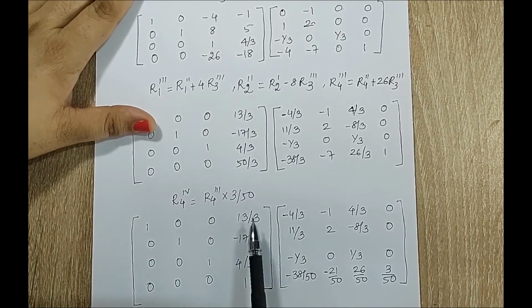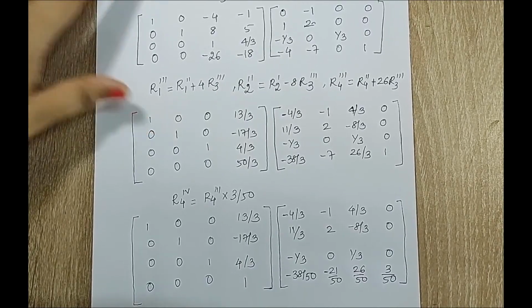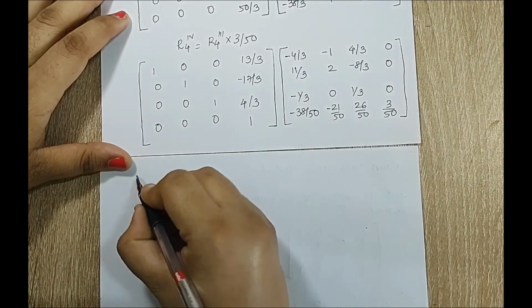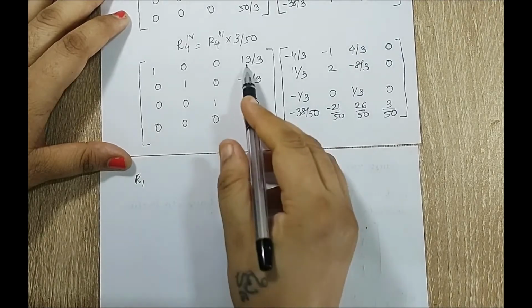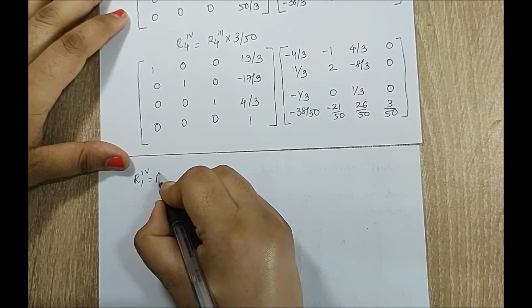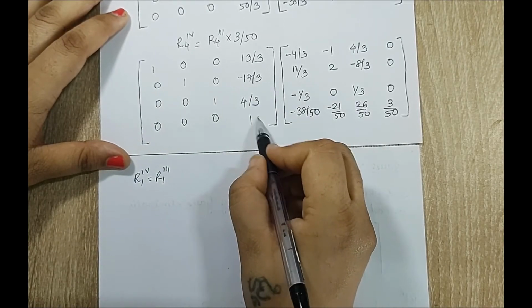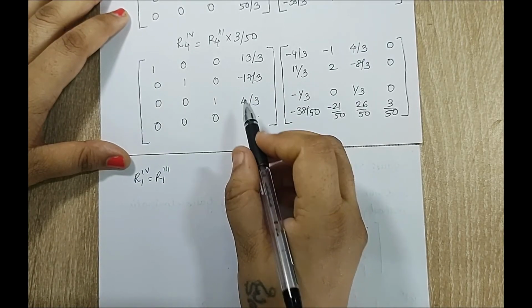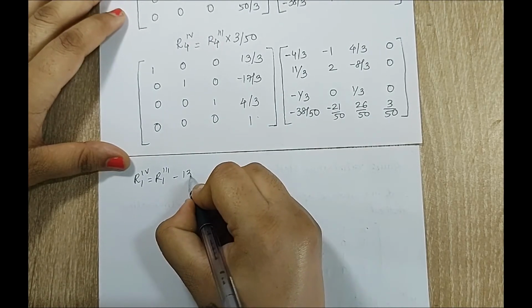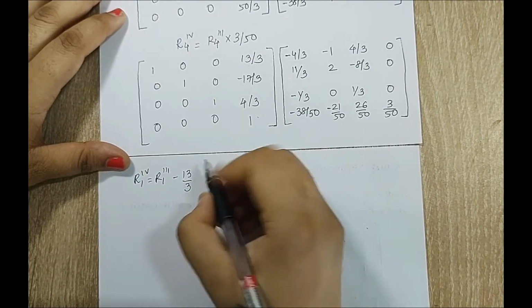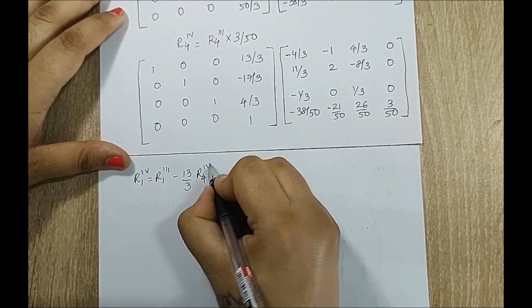Next I am going to convert these values to 0. So my operation will be R1'''' will be R1''' minus 13 by 3 into R4''''. I have to operate with respect to this value which I have just found.